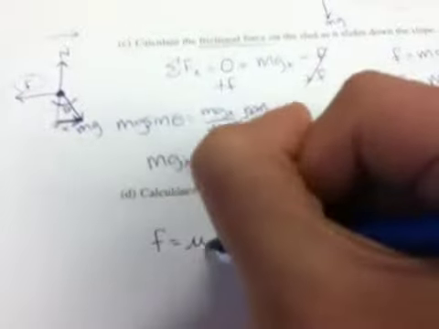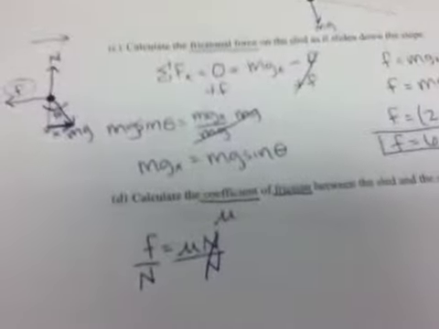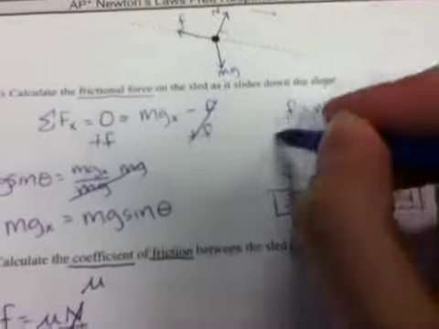So the next thing it wants is this coefficient of friction. And that coefficient of friction is this mu, basically like how rough is the surface. And so we know that friction is equal to mu times normal, so this mu is going to be friction divided by normal. We already found our frictional force up here. It's this mg sine theta. So now we need to find our normal force, which is in the y direction.